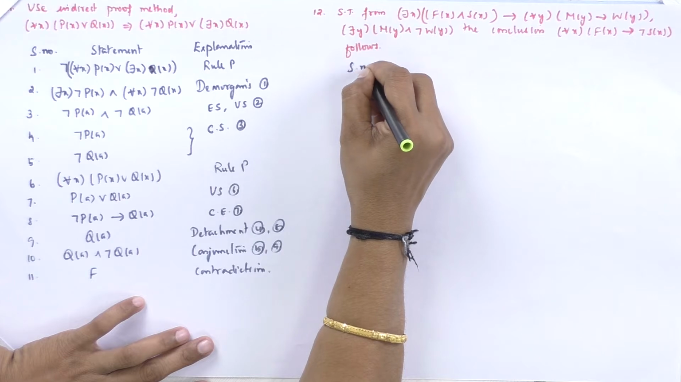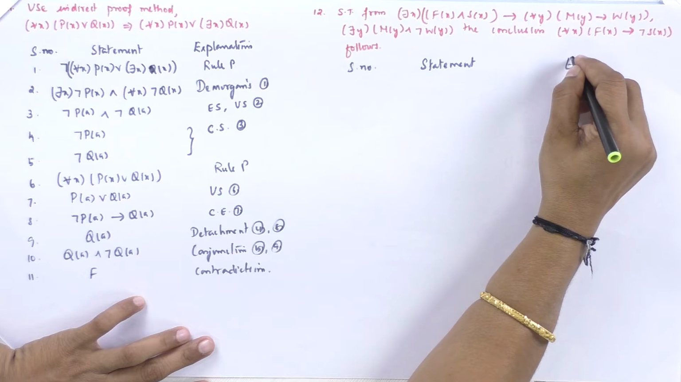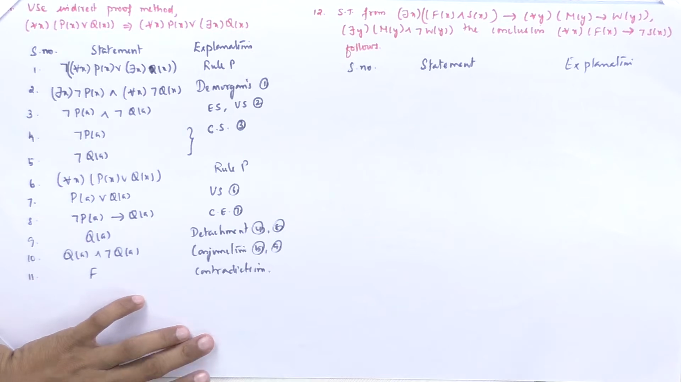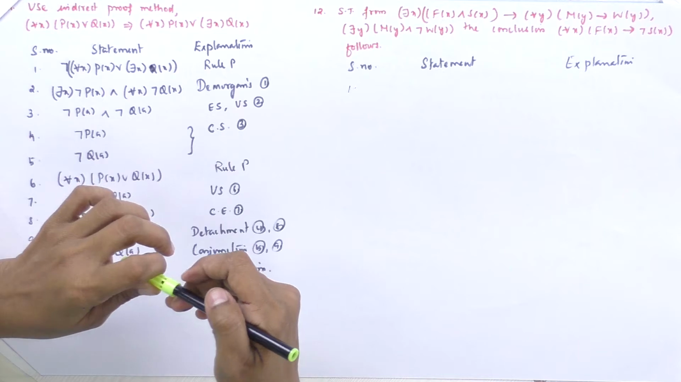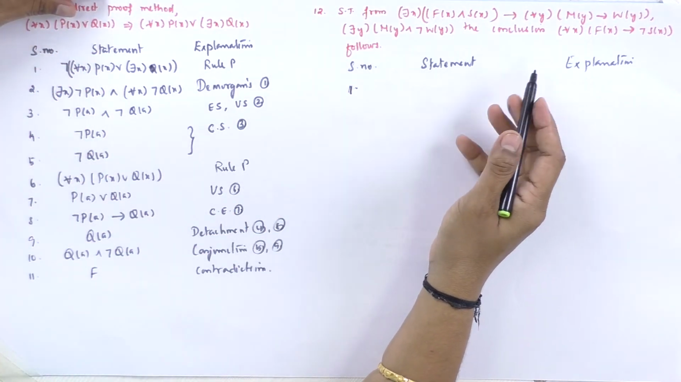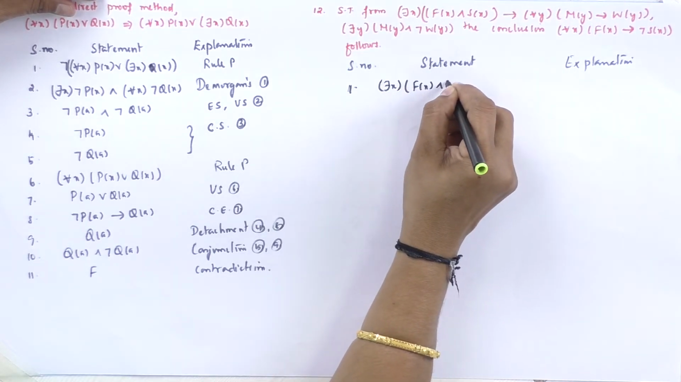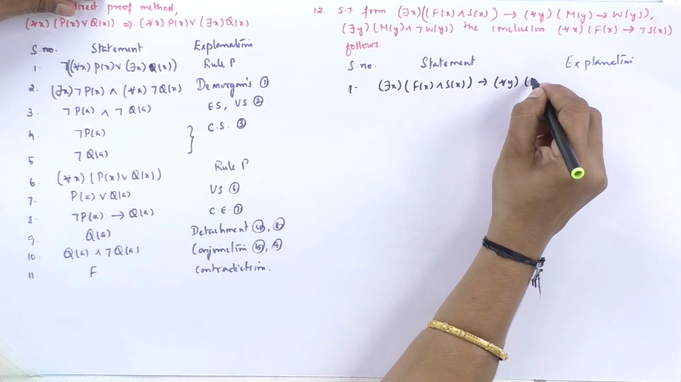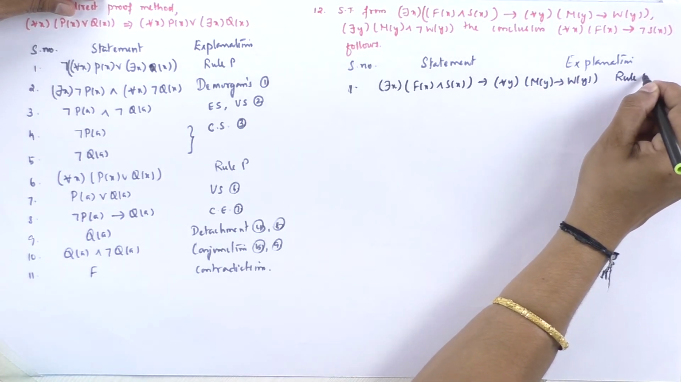So, now we will go step by step, and this is the trickiest problem we have. We will take the first premise as it is, that is, there exists x, f of x and s of x, conditional for all y, m of y, conditional w of y. So, that is rule P.